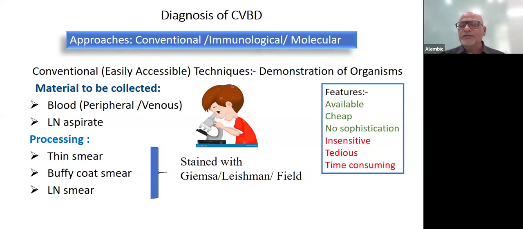The technique is not a very sensitive technique. For example, Ehrlichia canis or Babesia gibsoni. Even in heavy infections, you may not detect the organisms in the blood smears or in the buffy coat smears. Okay, so this is not a sensitive method. All cases cannot be caught. That is one. Number two, although it is very simple, you don't need any sophisticated techniques or equipment.